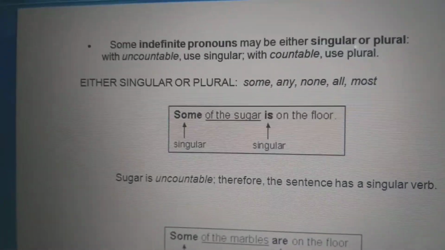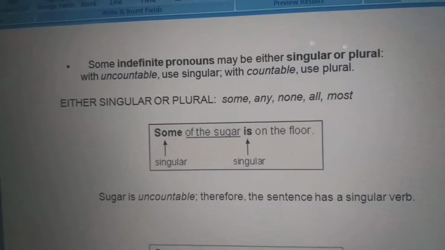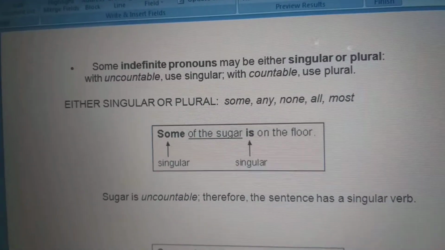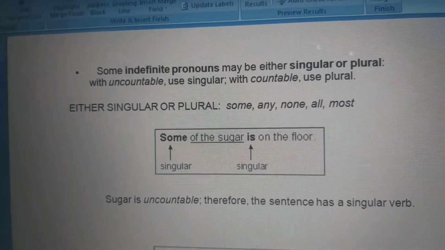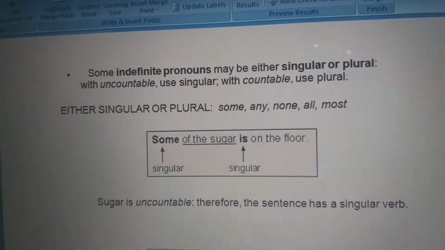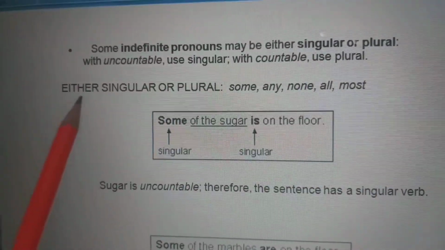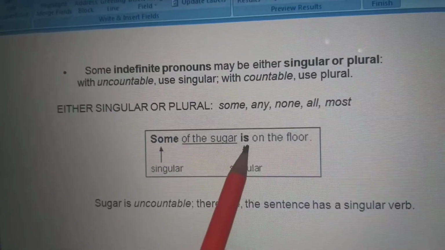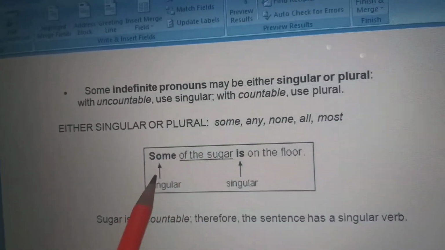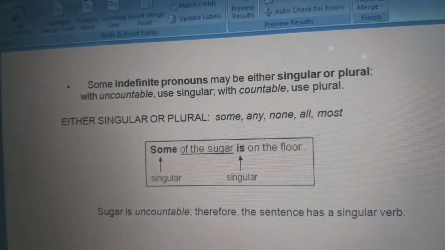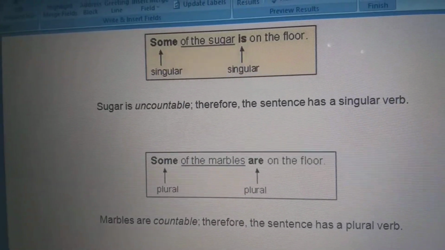Then some indefinite pronouns may be either singular or plural. With uncountable things like sugar, salt, wheat, you can't count them. So how will you use it? Like: some of the sugar is on the floor. We are using a singular form, and some is also singular. Why? Because sugar is uncountable.